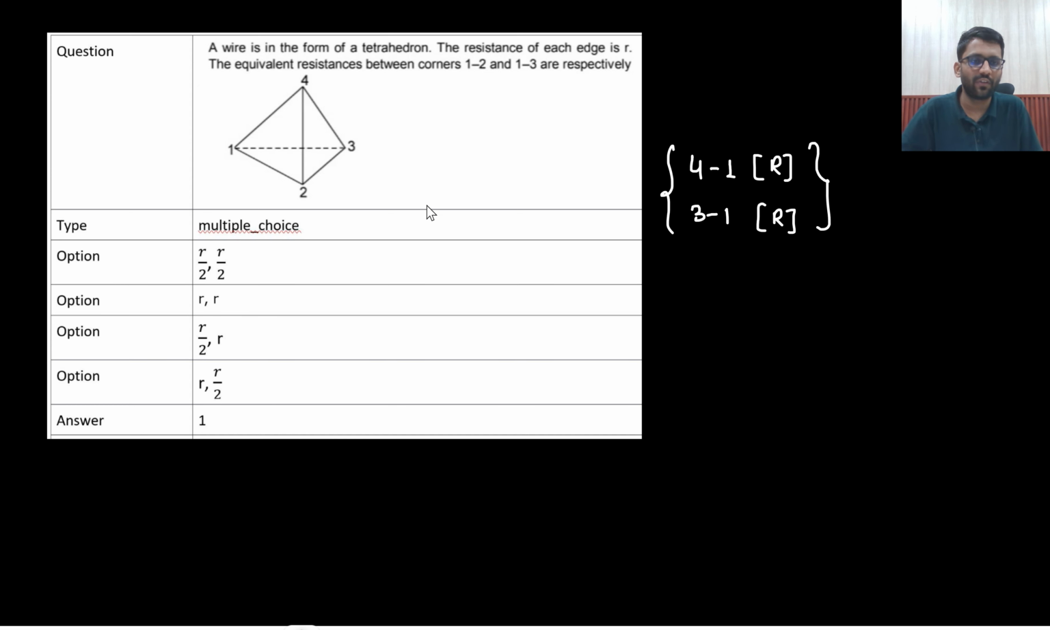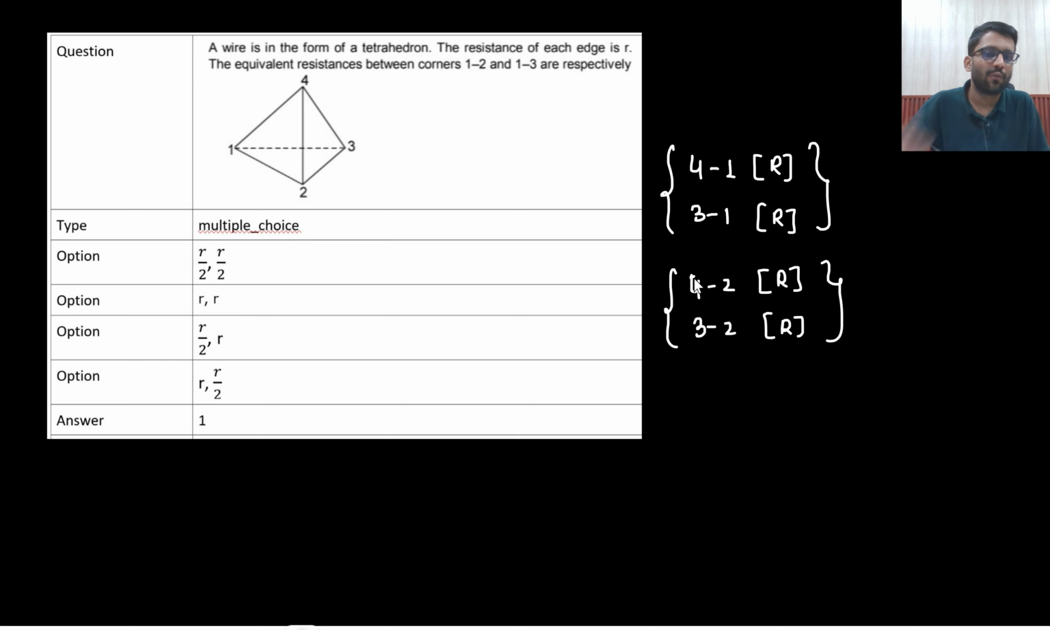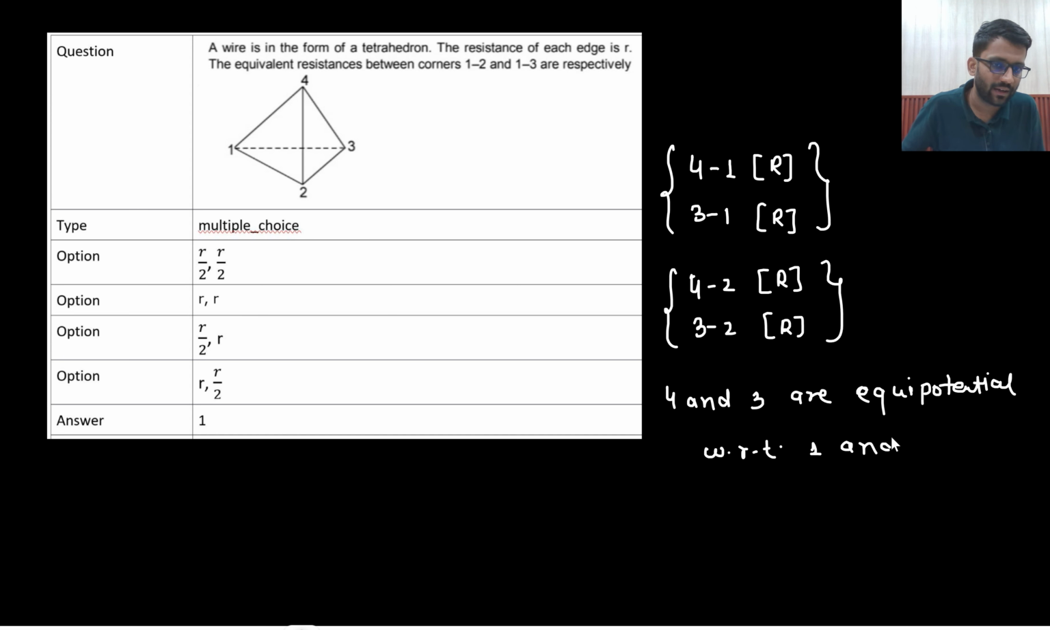But with respect to node 2, if it is equipotential, that also we need to check. So from 4 to 2, if you are going, you only see one resistance, that is R. And if you go from 3 to 2, also you see only one resistance, that is R. So that means 4 and 3 are equipotential with respect to 1 and 2. That means 4 and 3 can be shorted. So I can write 4 and 3 together. And this is my 1 and this is my 2.